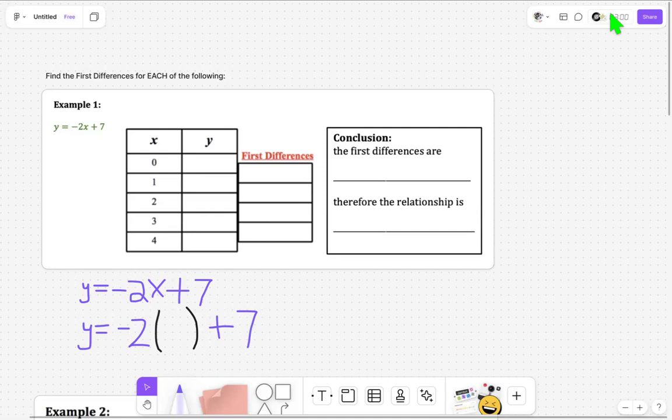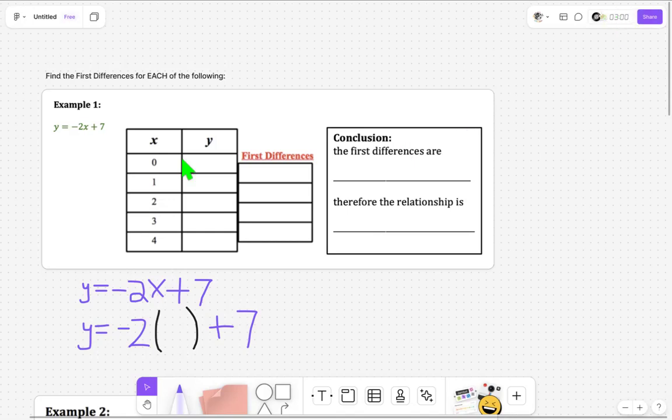Hello, everyone. Welcome to our seminar on first differences. So we use first differences when we have a table of values to figure out if our graph is going to be a linear function or a nonlinear function with just the table of values, without having to graph it or put it on Desmos in any way or any graphing calculator software.